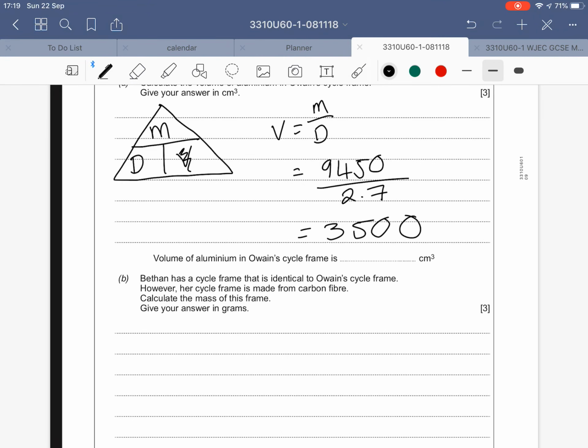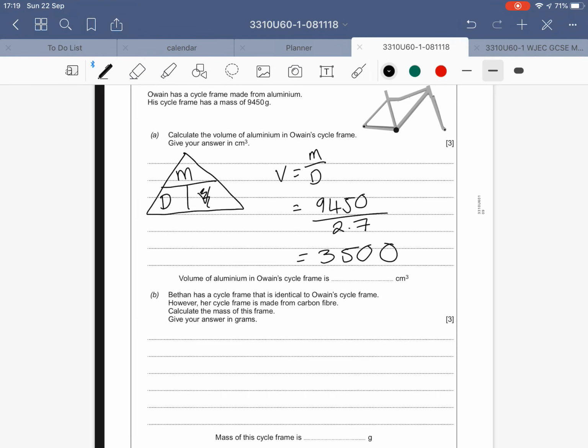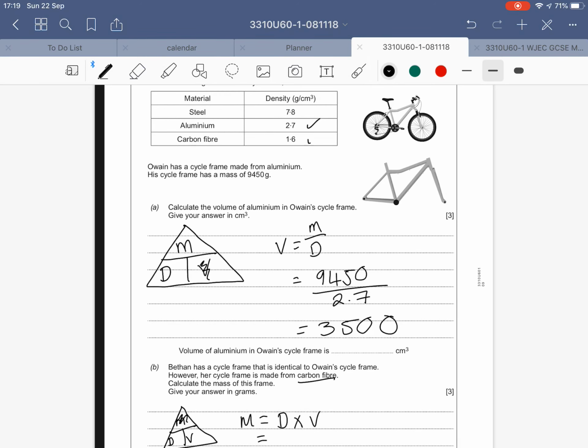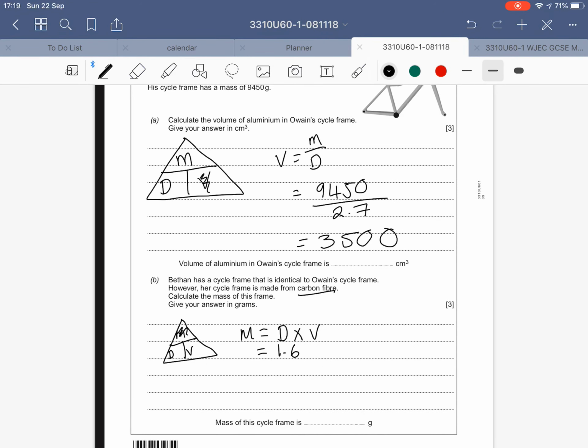Bethan has a cycle frame that is identical to Owen's cycle frame. However, his cycle frame is made from carbon fibre. Calculate the mass of this frame. So volumes are going to be the same. Mass, density, volume. We're calculating mass, so mass is density times volume. So hers is made of carbon fibre, so her density is 1.6. So 1.6 times the same volume, which we just worked out here, 3,500. Don't worry if you've got that wrong. If you did a different number, as long as you use your number here, you'll get the full 3 marks. So that gives you 5,600.